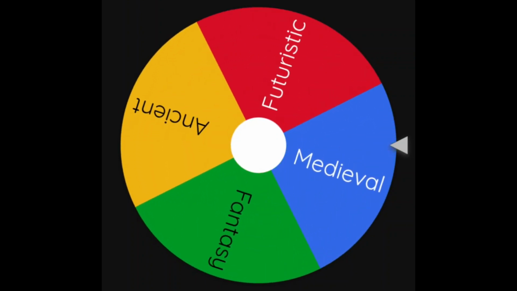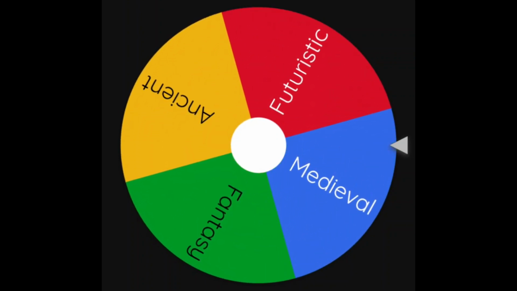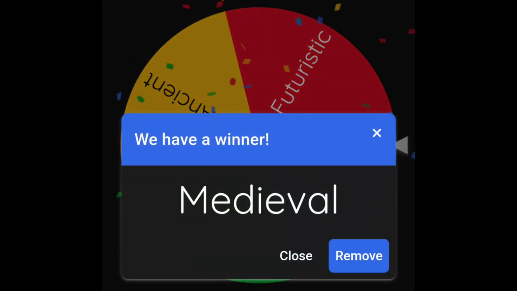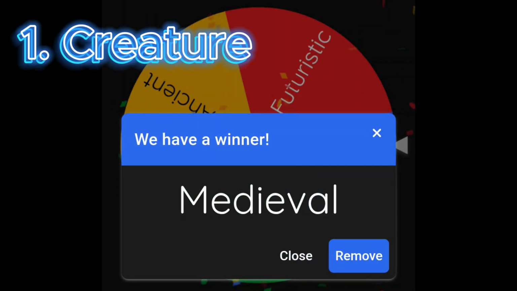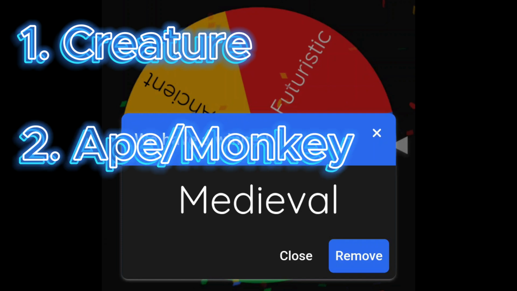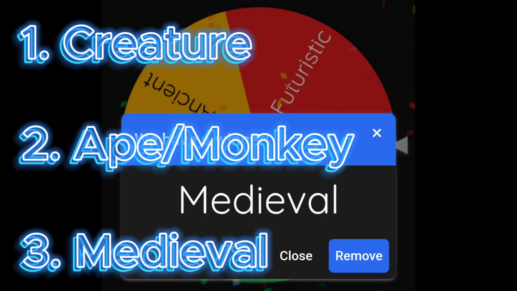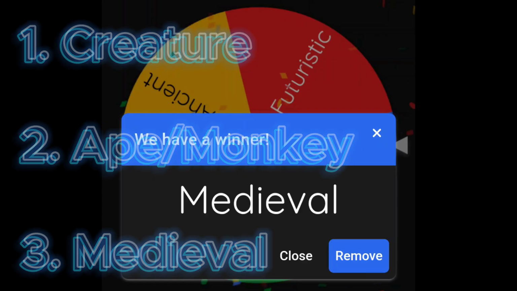Okay, that's a pretty clear medieval type. Okay, so in summary, we got a creature that is an ape, and that is inspired by the genre of medieval times. So, let's see what we can make out of this.